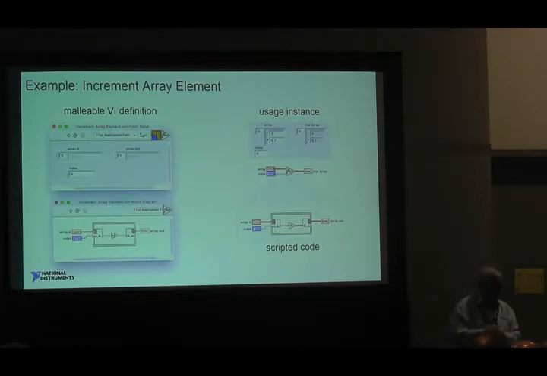Here's another one. This is a simple version of one that actually appears on the palette for incrementing the value in an array. So my template, or my malleable VI definition, says I've got a 1D array, use an in-place element structure to index that array and increment the indexed element and output it. And so now when I go to use it, what types can I wire up to it?